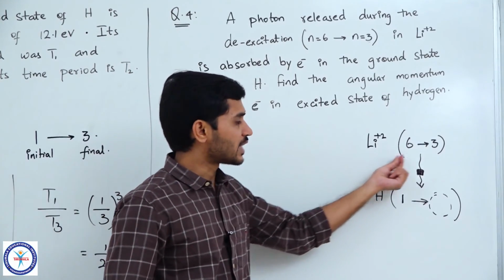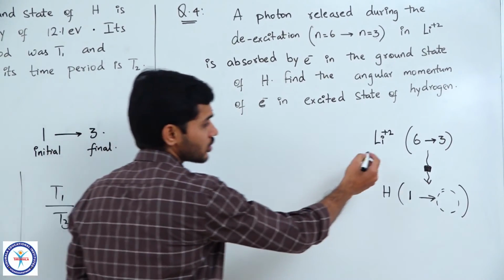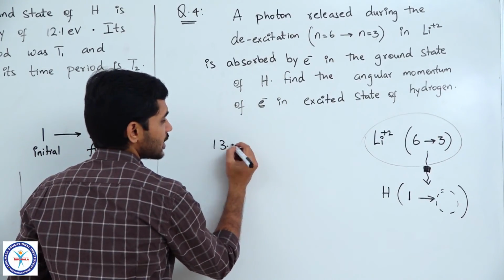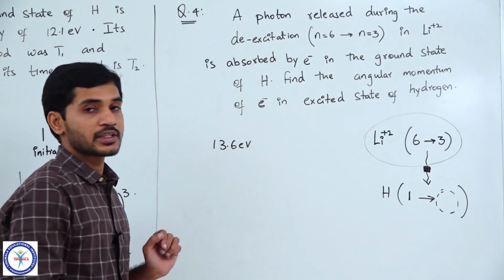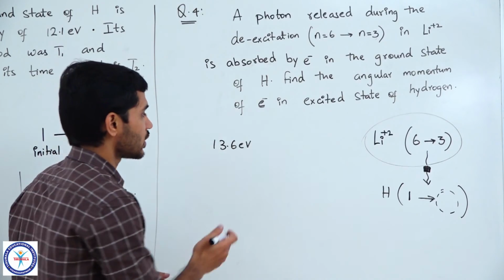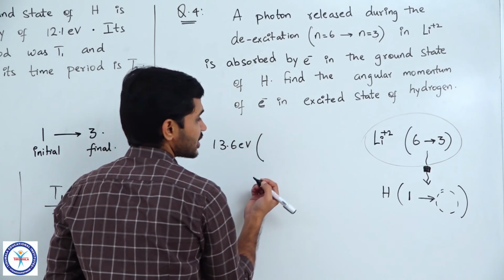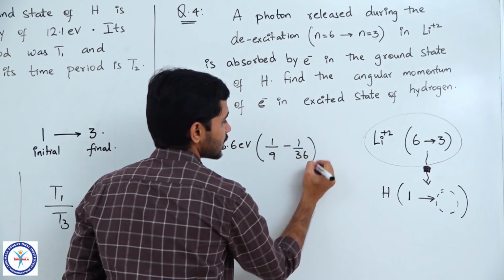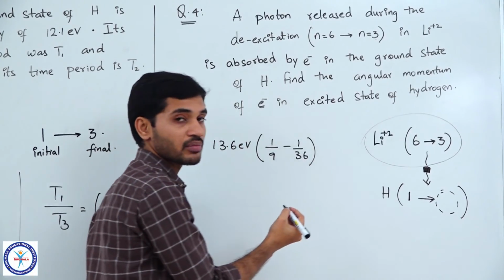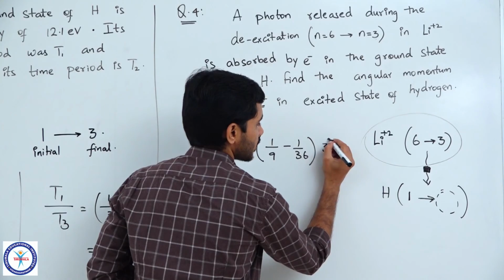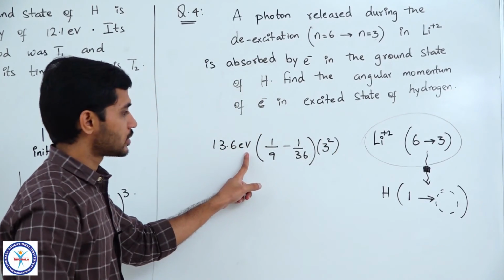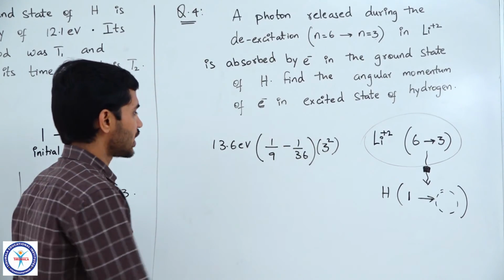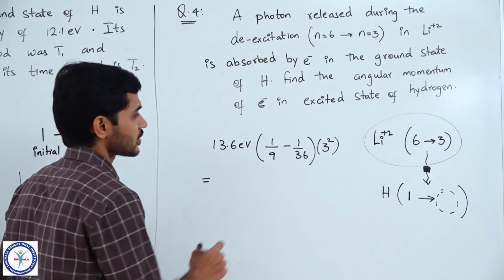Let us first understand this expression. Let us find the energy corresponding to this de-excitation. We can directly write the expression as 13.6 electron volts into Z square by n square. So the difference in energy would be 1 by 9 minus 1 by 36, into 3 square, because lithium has an atomic number of 3. That is 13.6 into Z square into 1 by n1 square minus 1 by n2 square. When I simplify this, this is also 9.